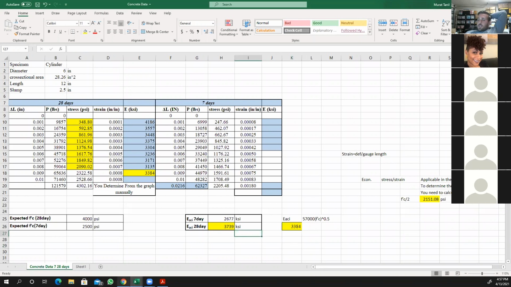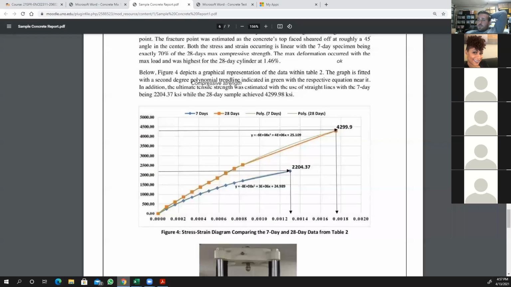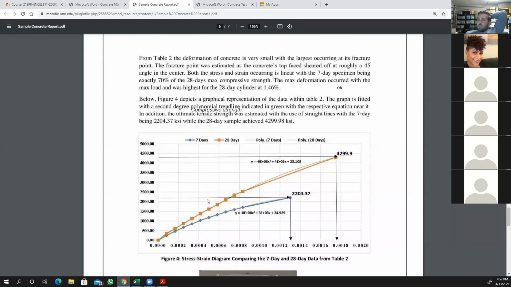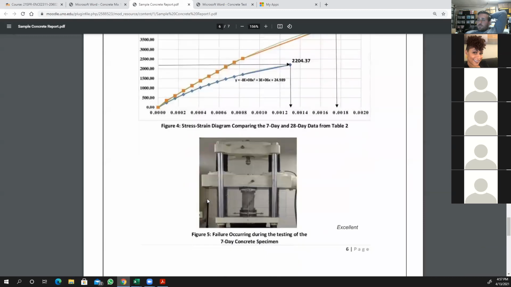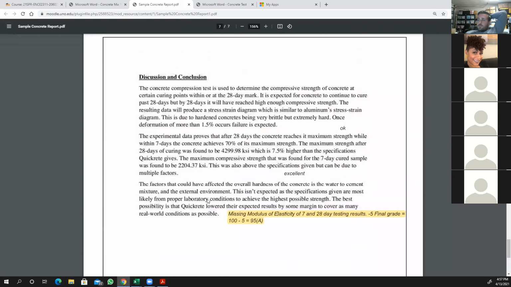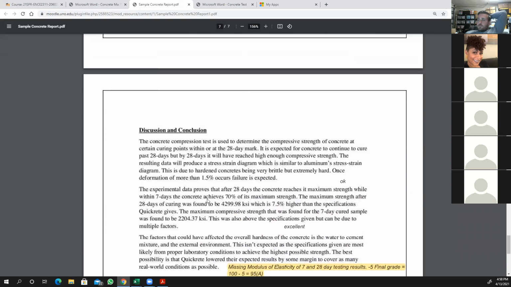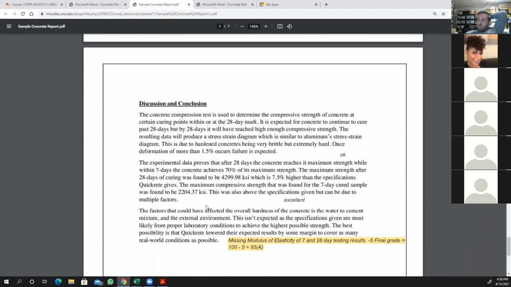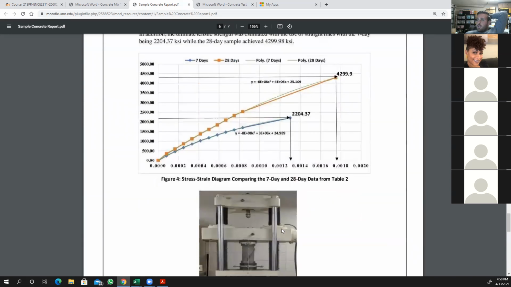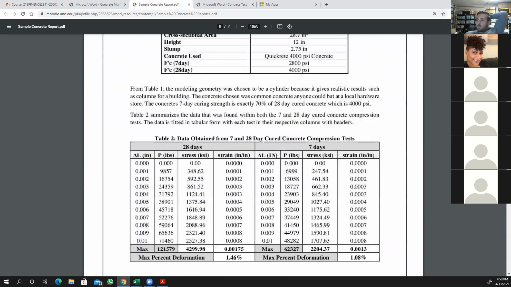What else do you need to mention in this report? Let's go back to the sample reports. If you don't calculate the modulus of elasticity for 7 and 28 days, I will take off 5 points. But if you follow the same procedure and same format, you should be fine.